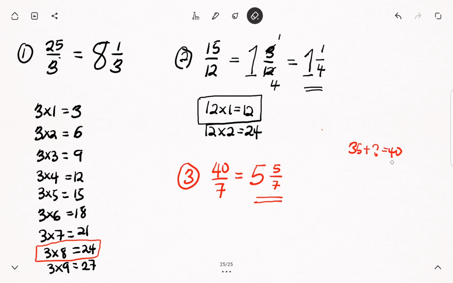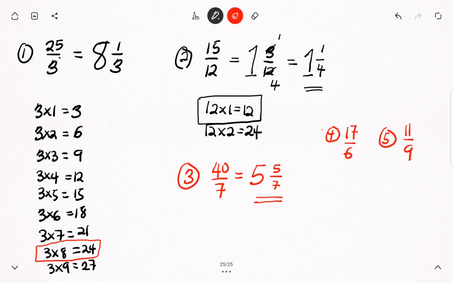Alright, let's have a look at another example. So try your hands on this example. Example number 4, 17 on 6. Then example number 5, 11 on 9. Try your hands on it, and let's look at the solution together.